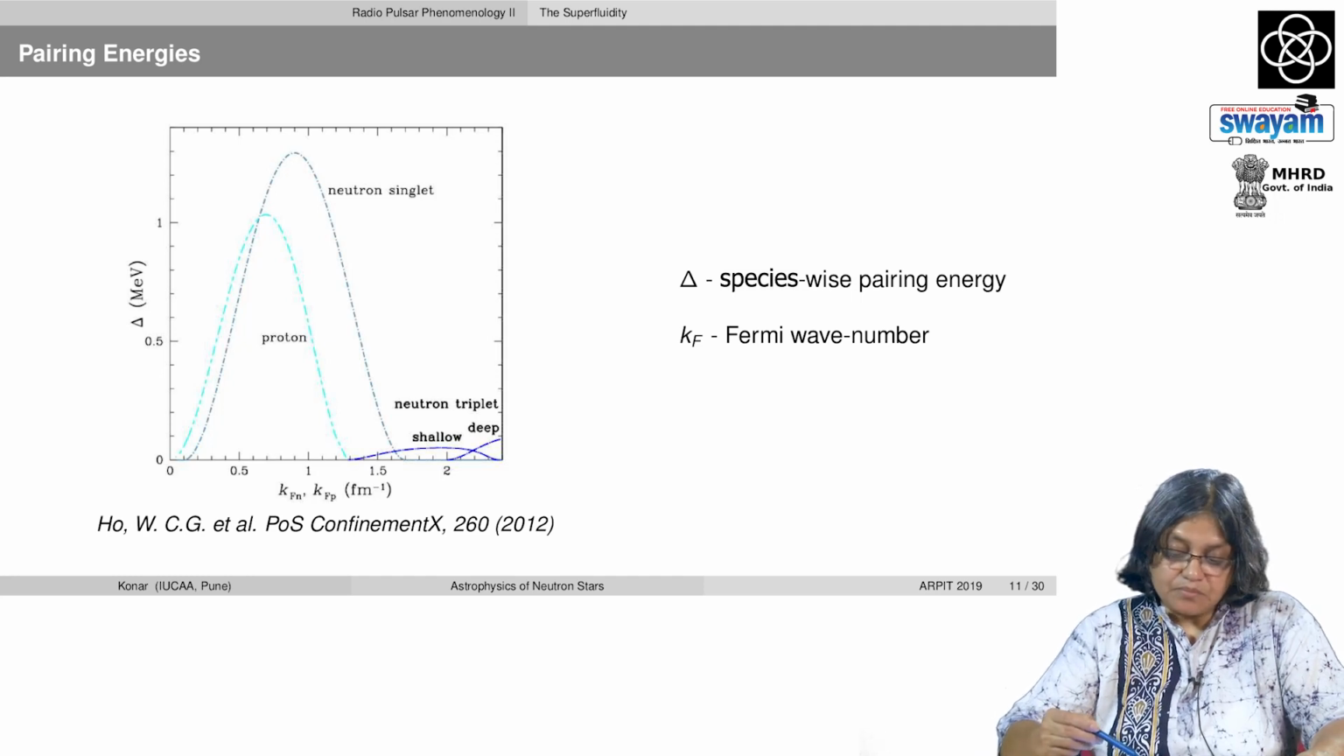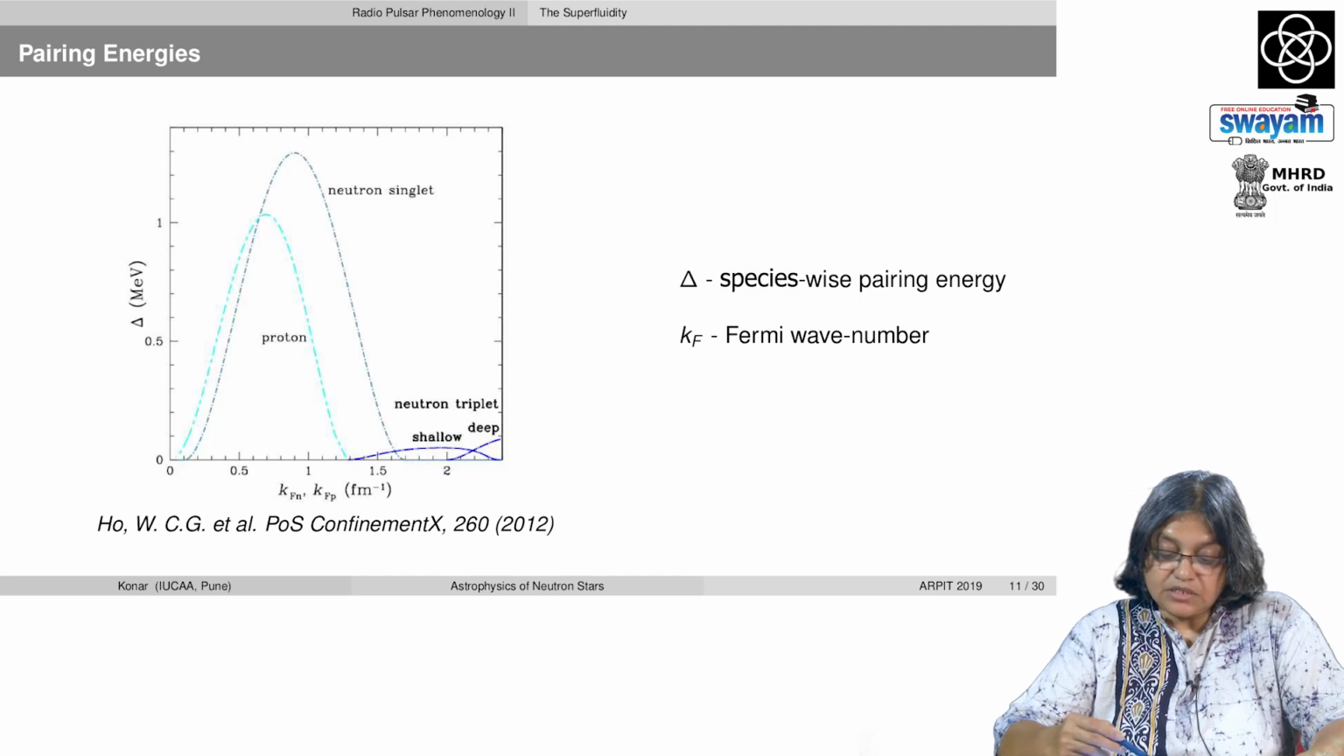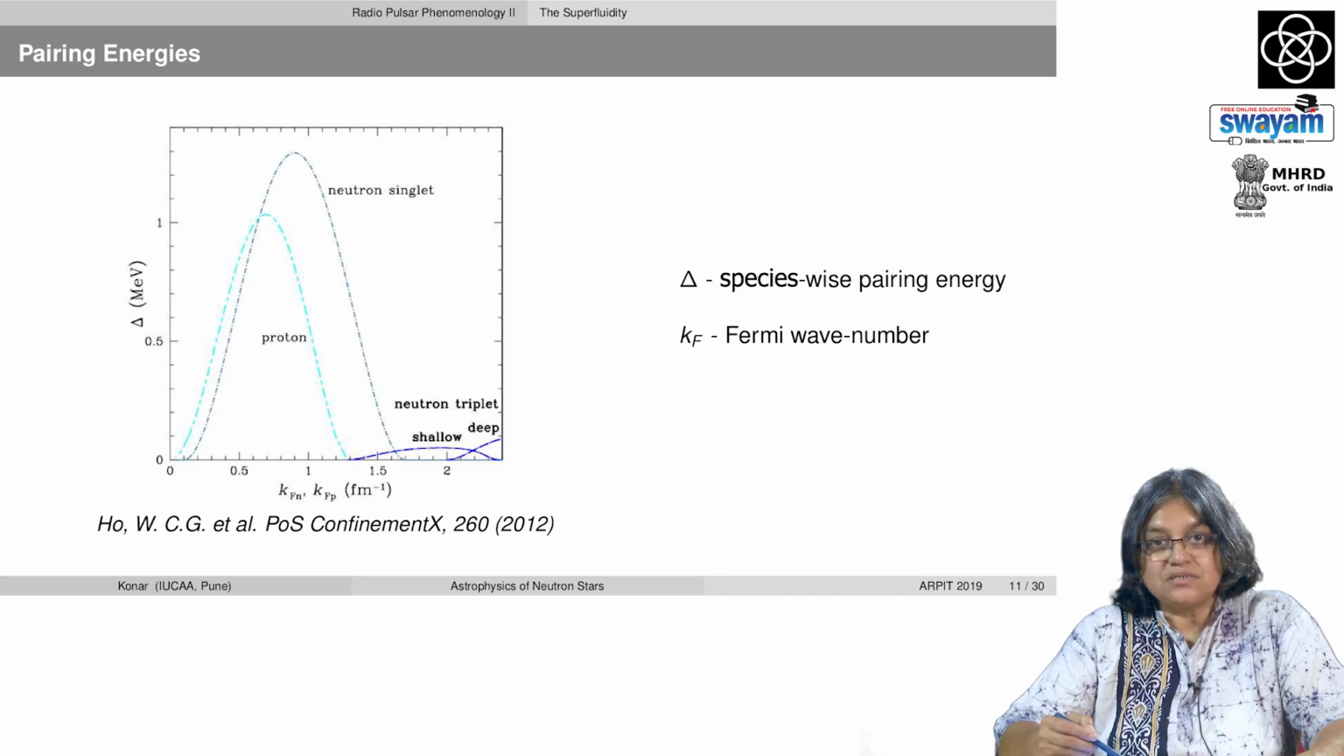So, here is the pairing energy curve for a neutron singlet. This is for protons. Protons form a singlet state superfluid inside the core. Neutrons form a singlet state superfluid in the crust, and here it is for the neutron triplet pairing which happens inside the core.